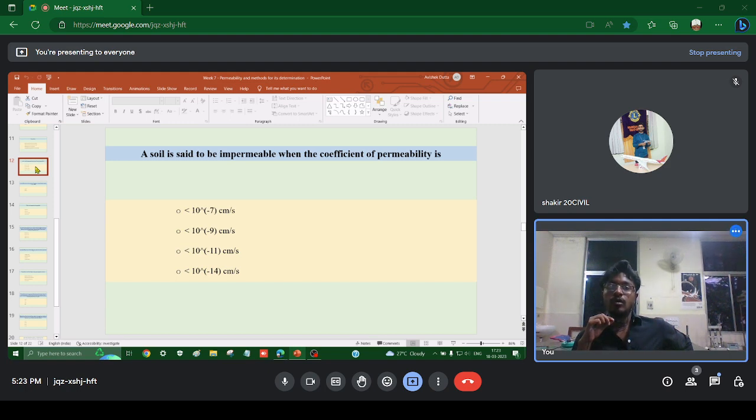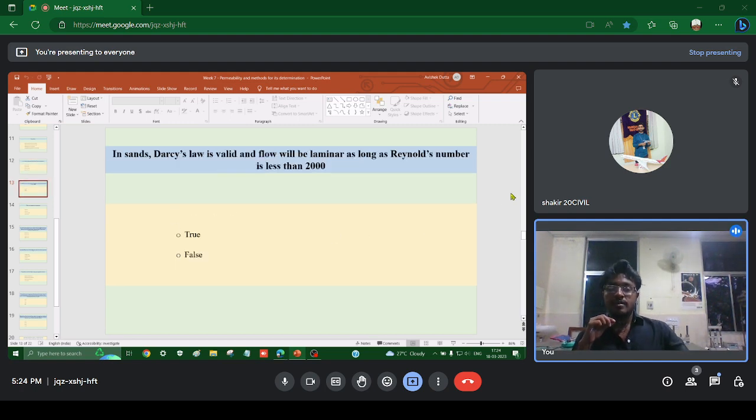Okay, so soil is said to be impermeable when the coefficient of permeability is less than 10 to the power -7 centimeter per second, less than 10 to the power -9 centimeter per second, less than 10 to the power -11 centimeter per second, and less than 10 to the power -14 centimeter per second. Okay, next question.